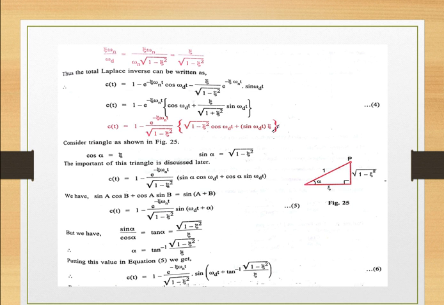Finally we got this equation: c(t) is equal to 1 minus e raised to minus zeta omega n t divided by under root 1 minus zeta square, into sine in bracket omega d t plus tan inverse under root 1 minus zeta square divided by zeta.